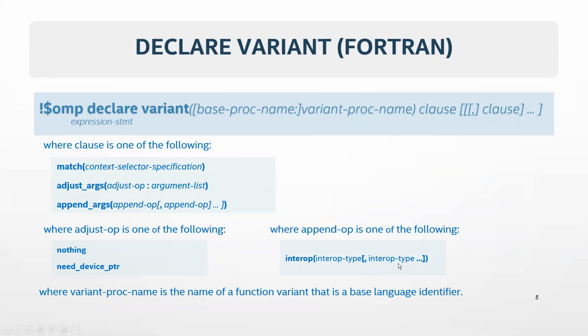Similarly in Fortran, you have the declare variant. But one thing you notice is in the Fortran language, you cannot have any pragmas in the global scope. So you don't see the begin and end declare variant versions in Fortran. You just have the declare variant, which can be used inside a function. That's because of the way the language is.